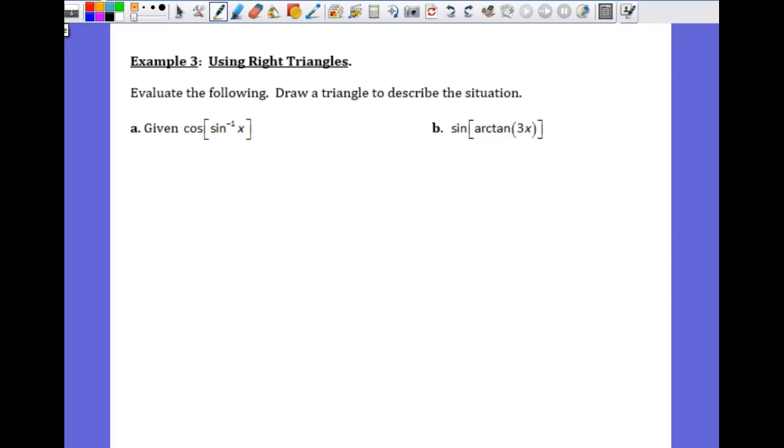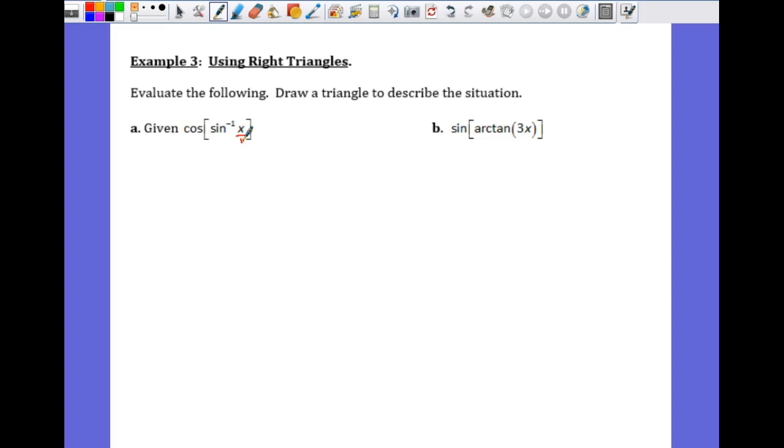Evaluate the following. Draw a triangle to describe the situation. Now, we have the inverse sine of x. No more numbers. So it's over an imaginary 1. Right? So sine is opposite over hypotenuse. So my hypotenuse is a 1.